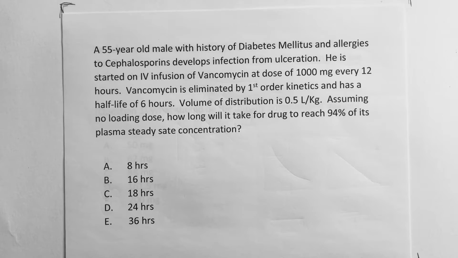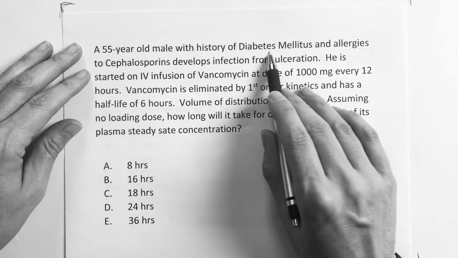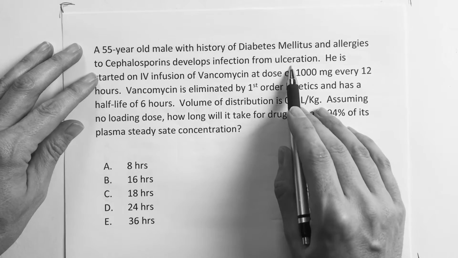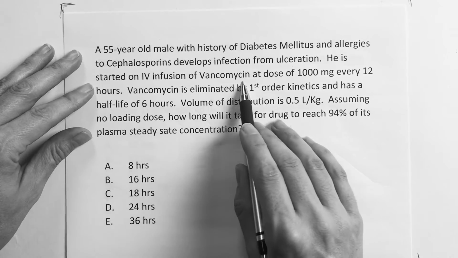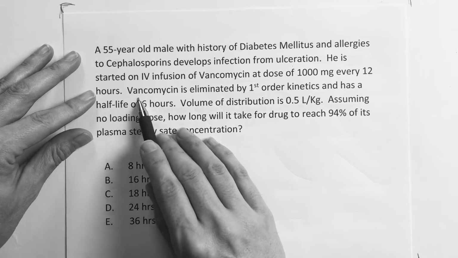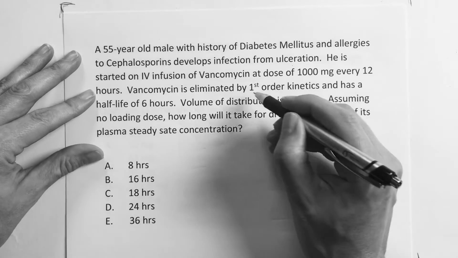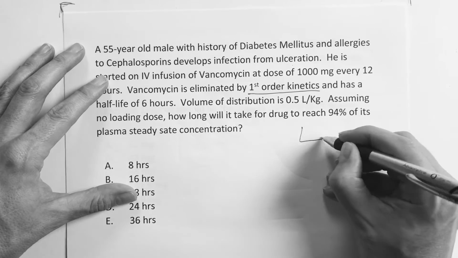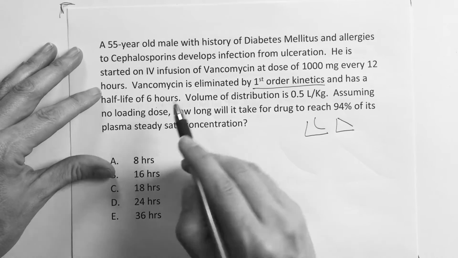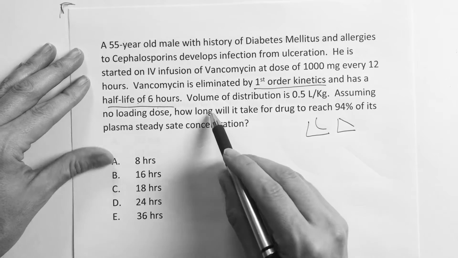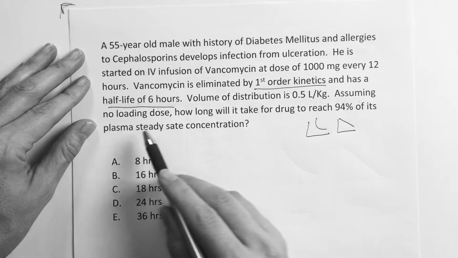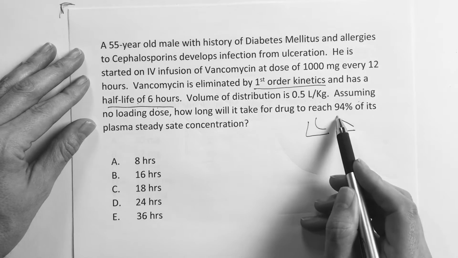Question number 2 says, a 55-year-old male with history of diabetes and allergies to cephalosporins develops an infection from ulceration. He is started on IV infusion of vancomycin at a dose of 1,000 milligrams every 12 hours. Vancomycin is eliminated by first-order kinetics. Good, right? Now remember, first-order kinetics, zero-order kinetics. And has a half-life of 6 hours. Okay, well, that's always important. Volume of distribution is 0.5 liters per kilogram. Assuming no loading dose, how long would it take for the drug to reach 94%?